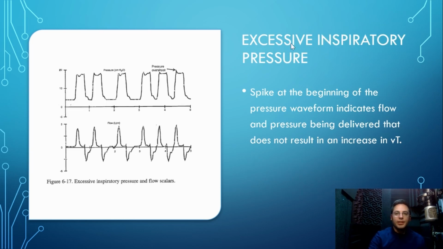Here we have a representation of excessive inspiratory pressure. So there's a spike at the beginning of each pressure waveform that indicates that there is the presence of flow and pressure being delivered that doesn't necessarily result in an increase in tidal volume.